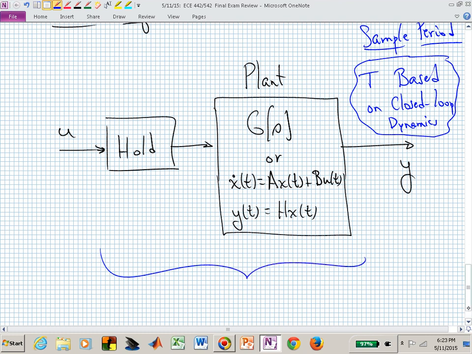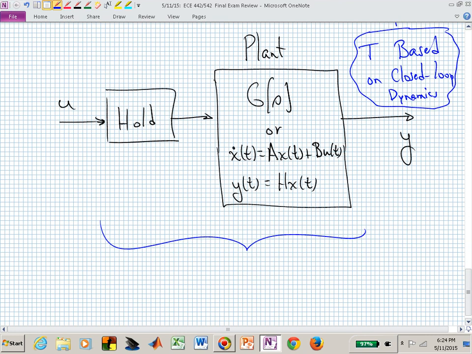Once we've picked or determined what the sample period is, then we incorporate the hold, and it will always be in this class a zero order hold. That just means we are holding the input constant between samples. It's not trying to do anything fancy. It's a zero order hold.